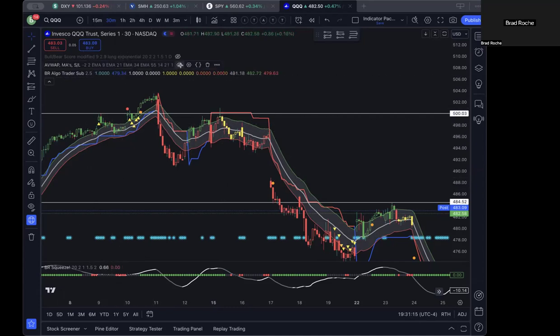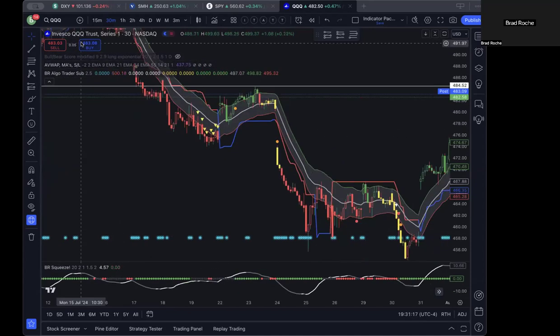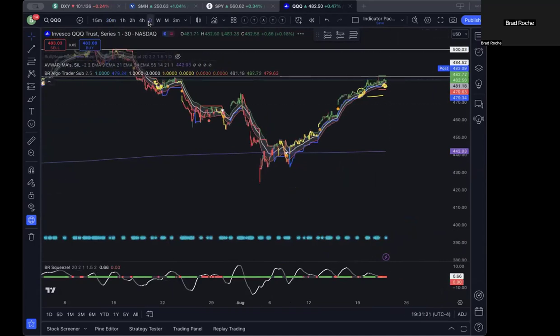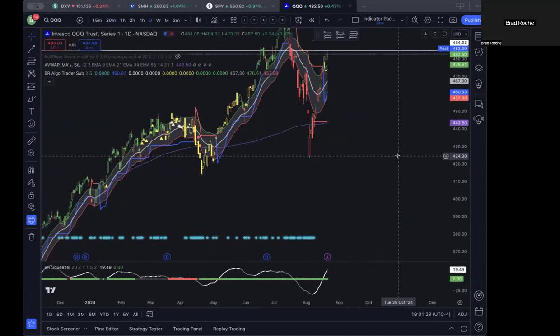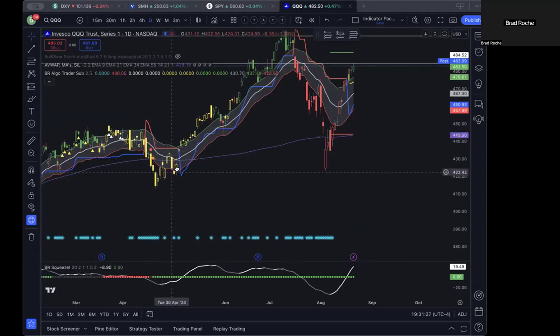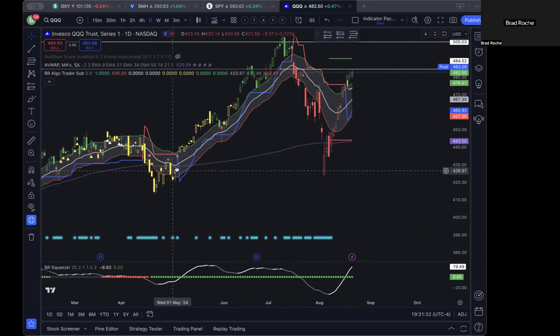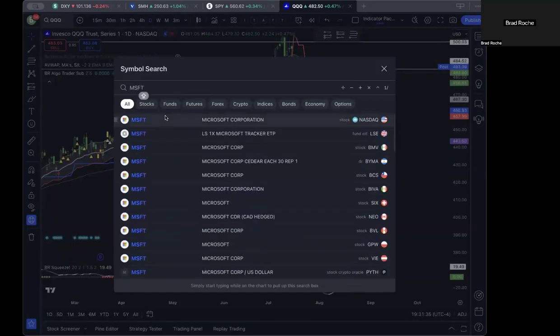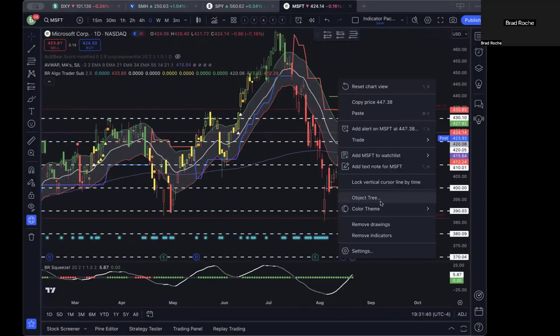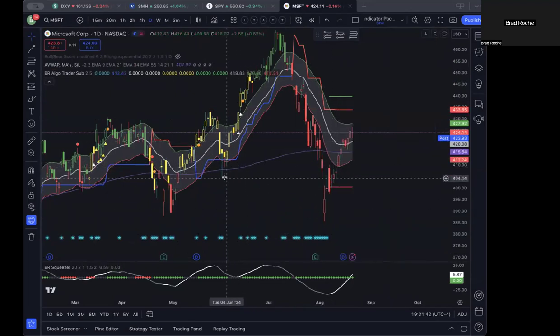The next thing you get is the anchored VWAP. This is probably something a lot of people sleep on. Look at where the market has bounced these past times. Every time we've come to this anchored VWAP, bounce, bounce. Any of these major stocks you're looking at, Microsoft, here you go. Bounce here, bounce here, bounce here.